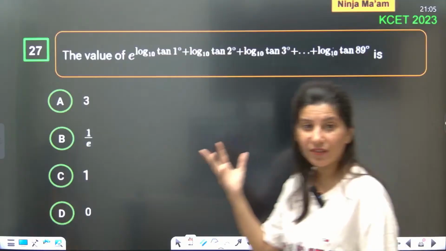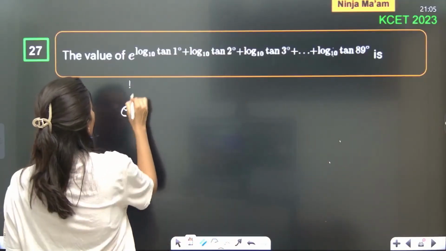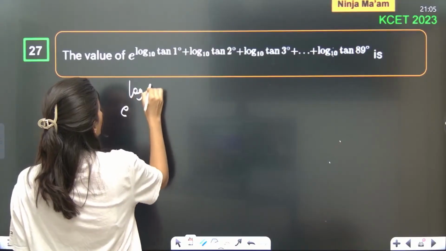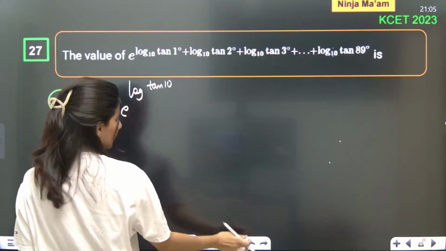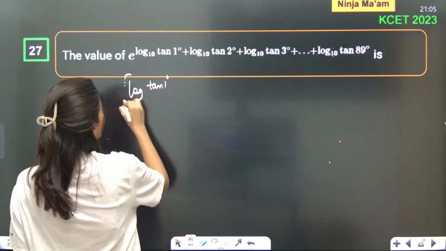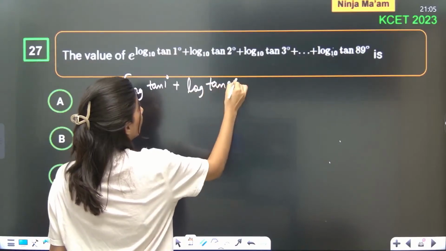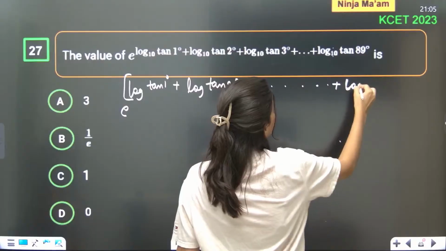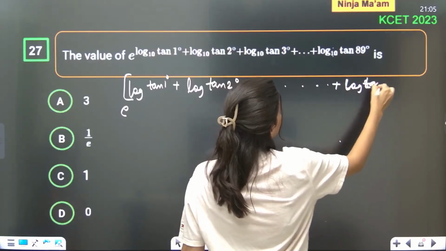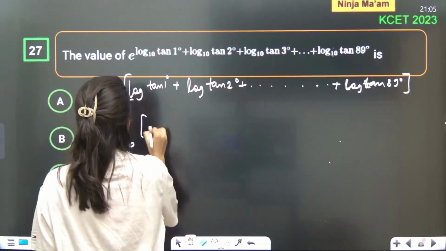Now this is my favorite question. This is e power log of tan 1 degree plus log of tan 2 degree and all the way up to log of tan 89 degree. Now I am going to apply the property.